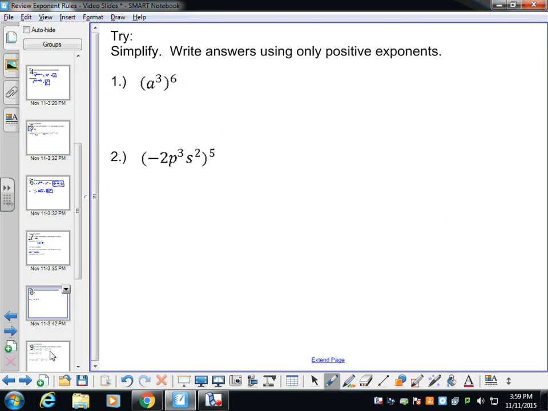Here's two examples for you to try. So the first one, a cubed to the sixth, really just becomes a to the third times 6, so I get a to the 18th.